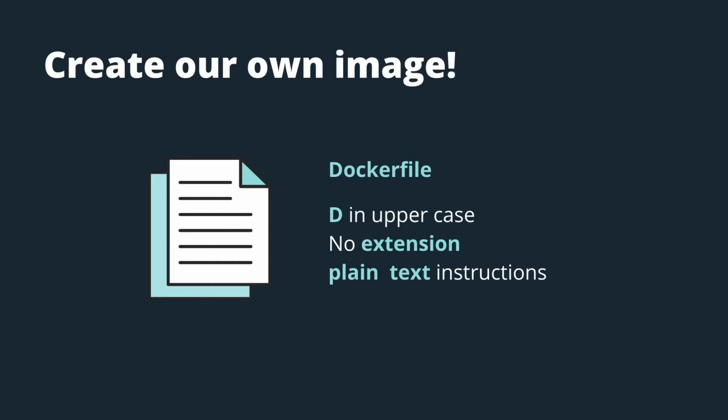Oftentimes the name of the file will be Dockerfile, D in uppercase, and the file doesn't have any extension. In fact, you can change the name of Dockerfile, but in that case, we will have to provide the file name explicitly during the build process. Dockerfile contains instructions in plain text.